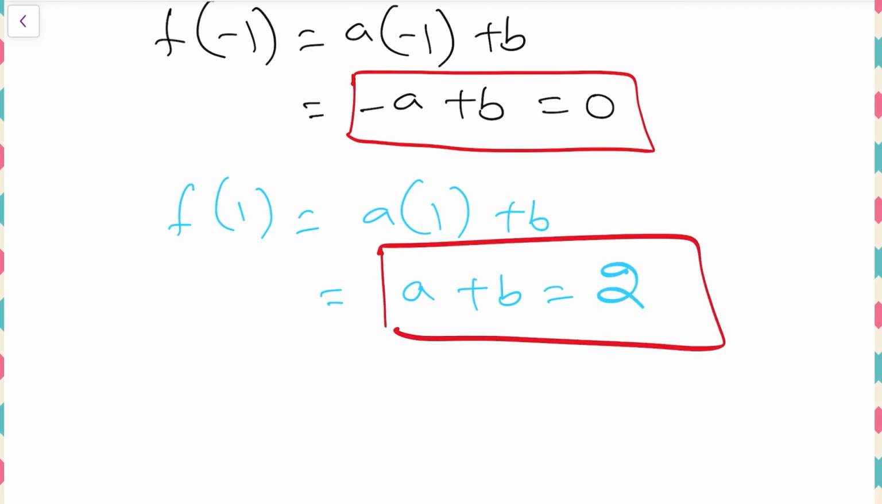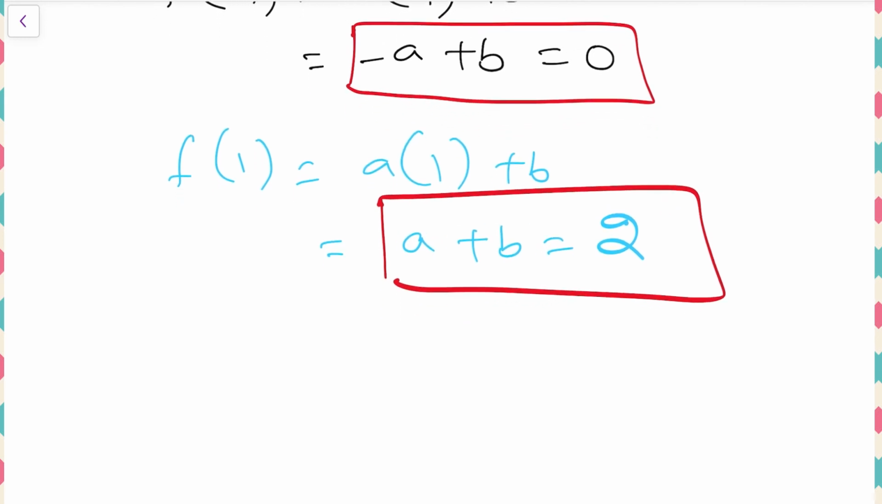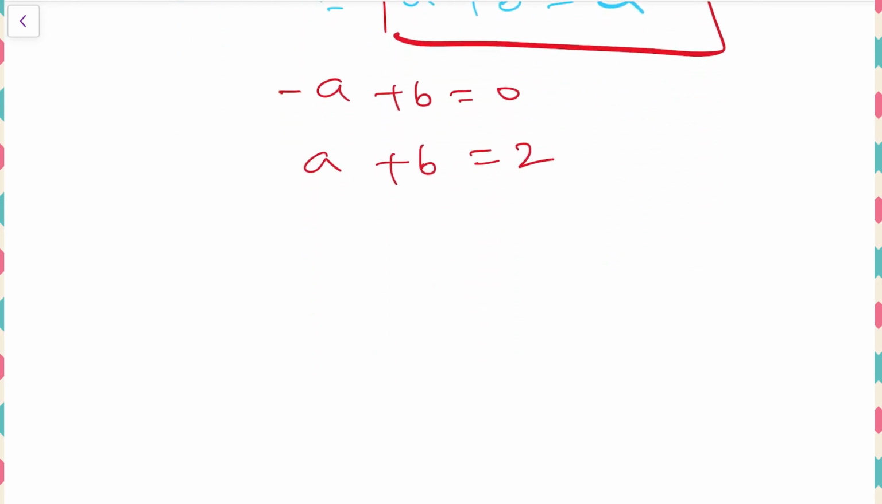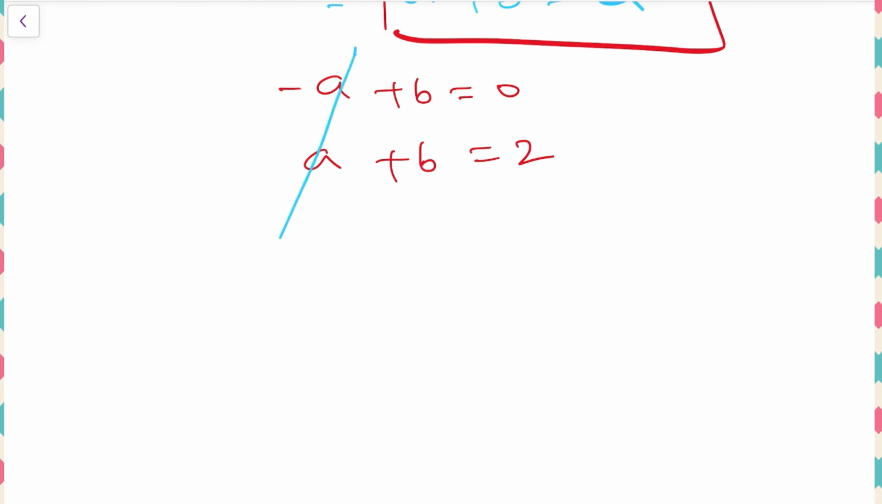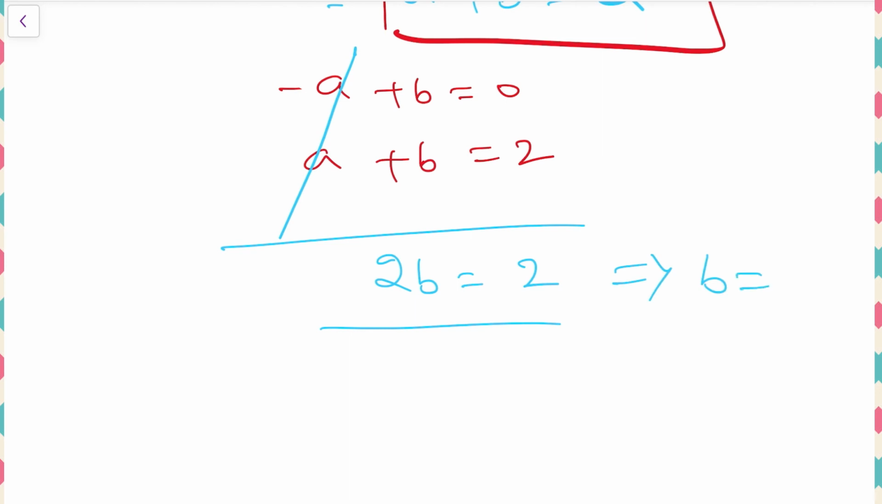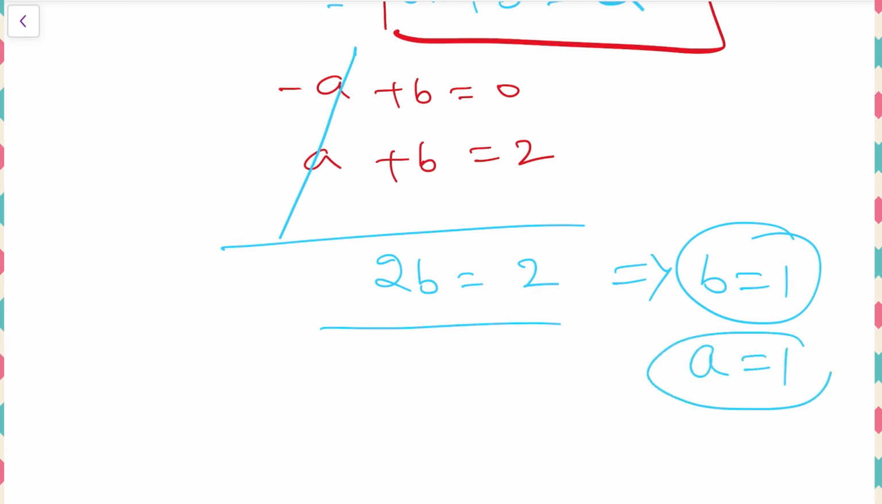If we solve these two equations, that is minus a plus b is equal to 0 and a plus b is equal to 2, I am going to add these two equations so that minus a plus a will get cancelled. b plus b, 2b is equal to 0 plus 2, that is 2. Then we get the b value as 1. If we substitute this b value in any one of the equations, then we will get the a value also as 1. So a value we got as 1 and b value also we got as 1.